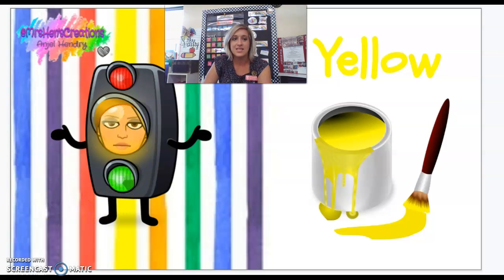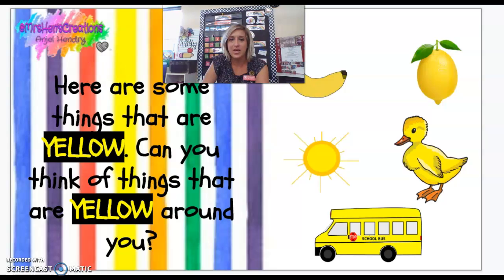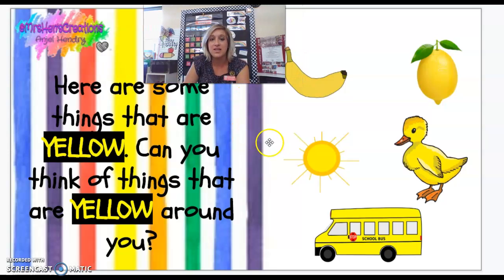All right, so let's look at this. Okay, here are some things that are yellow. Can you think of things that are yellow around you? So, some things that Miss Hendry has here that are yellow are things like a banana. A banana's yellow. A lemon. Ooh, think about the face you make when you eat a lemon. Ooh, yellow. The sun is yellow.